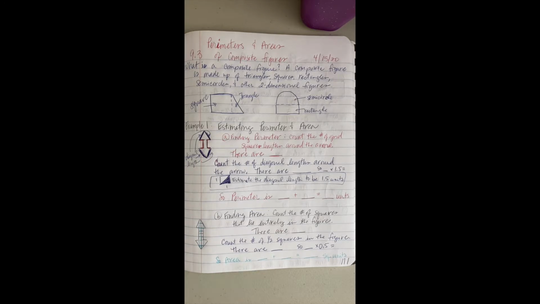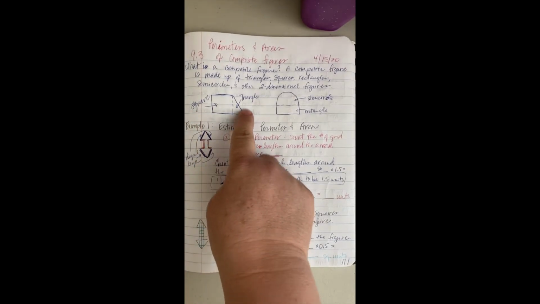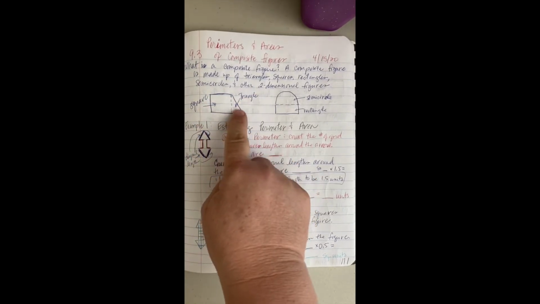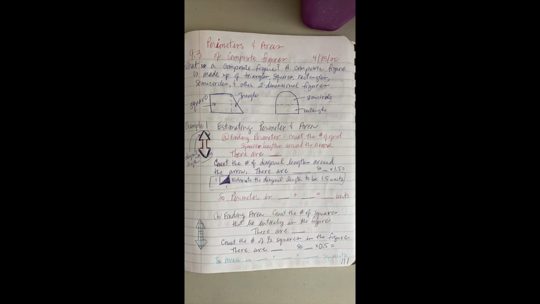What's a composite figure, you might be asking? Well, composite figures are made up of triangles, squares, rectangles, semicircles, and other two-dimensional figures. For example, I have a picture here of a figure comprised of a square and a triangle, which makes that one composite figure. The next figure has a semicircle sitting on top of a rectangle, and that whole picture would be a composite figure.